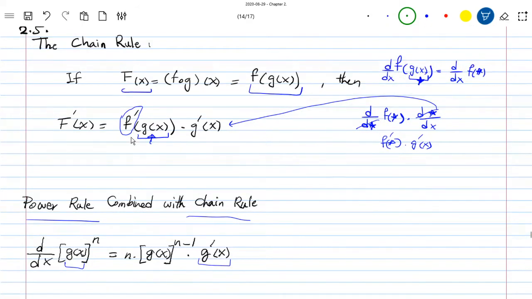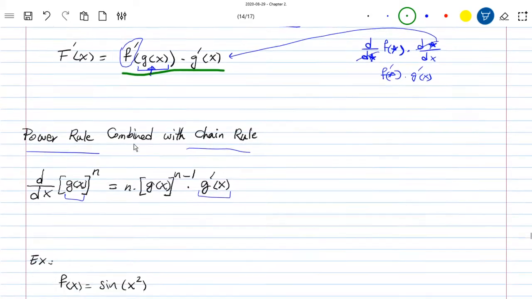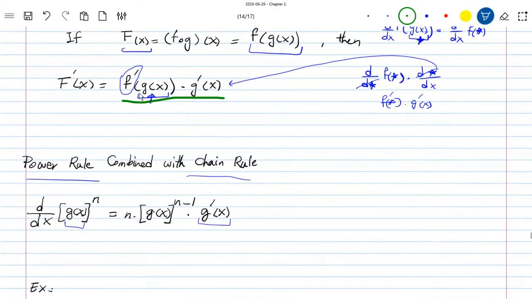Chain rule would be the derivative of the outside operating on the inside function, then multiplied by the inside function derivative. And the power rule is to apply the power rule, then multiply by the derivative of the inside. And if you look at the inside derivative, it never has any power in either case.